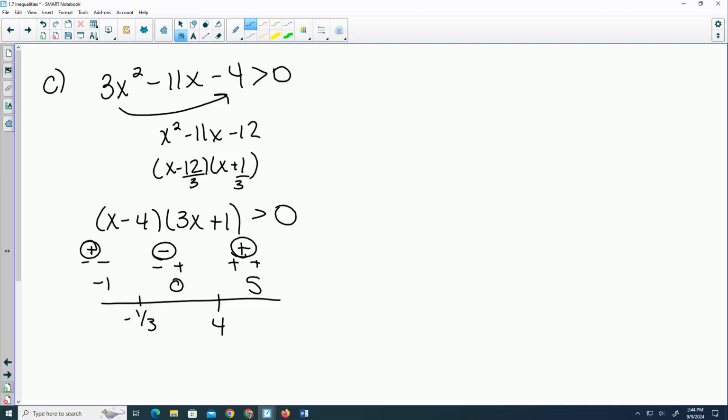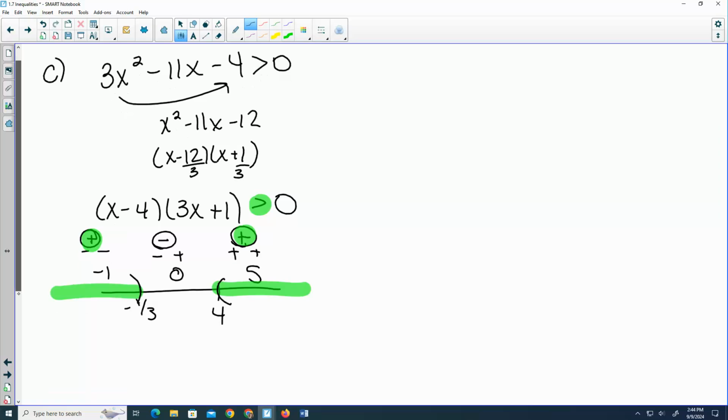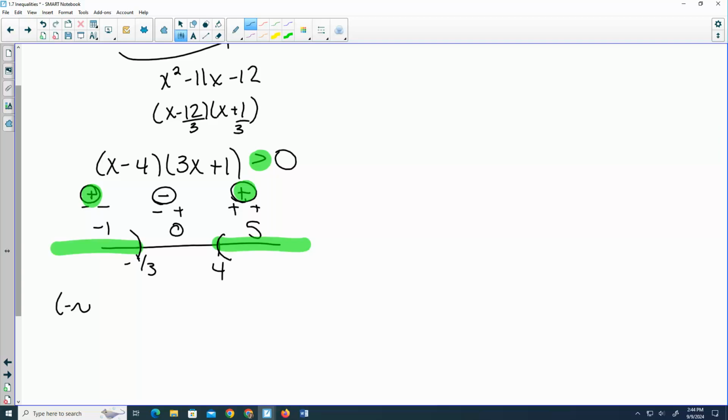Which ones did I want? Greater than 0 would be the positives. No equal to, so these get parentheses. So my answer, negative infinity to negative 1/3, union, because it's more than one piece, 4 to infinity.